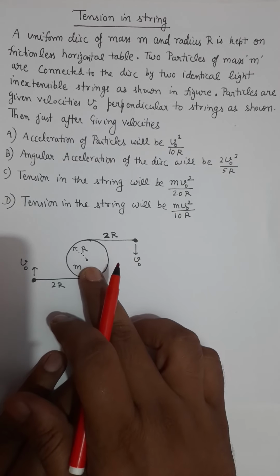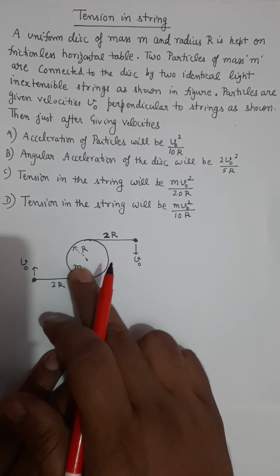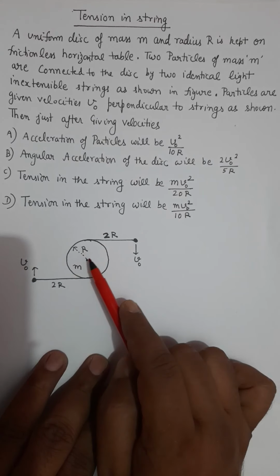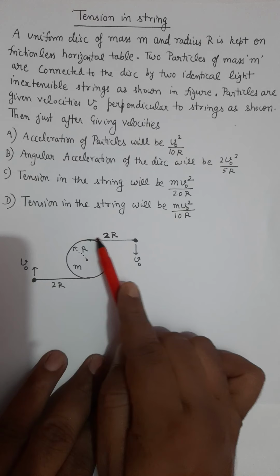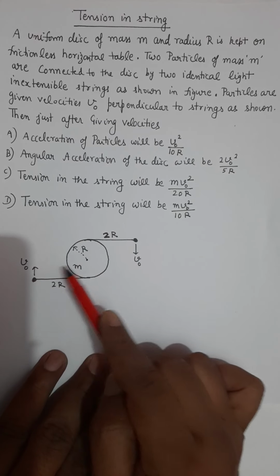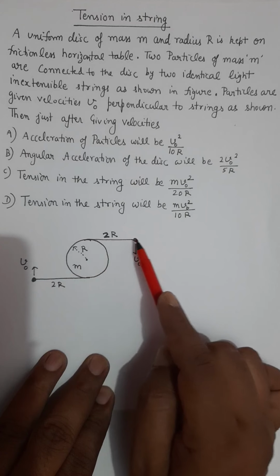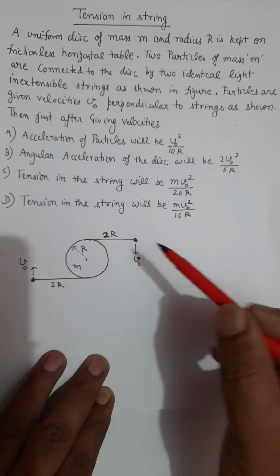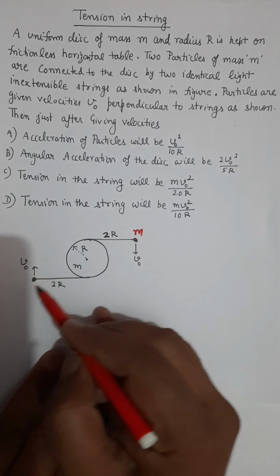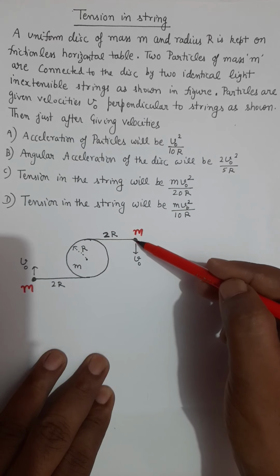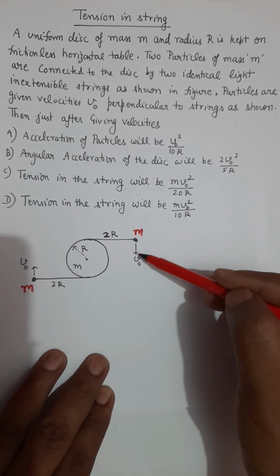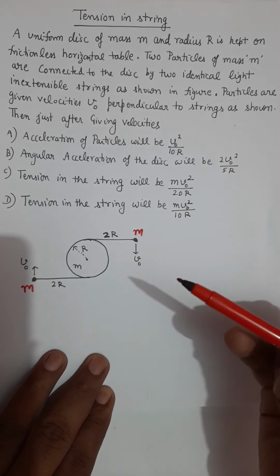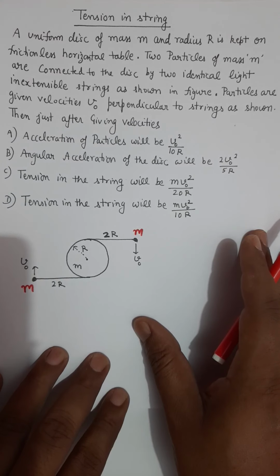this circular object is a disk of mass m, radius r, which is placed on a frictionless surface. Attached to that disk, we have two strings of length 2r. At the end of the strings, we have particles of masses. These two dots are the particles, and these particles are having mass of m. These particles are given velocities v0 and v0 in this direction. And now we have to check out of the four options which options are correct or which are incorrect.